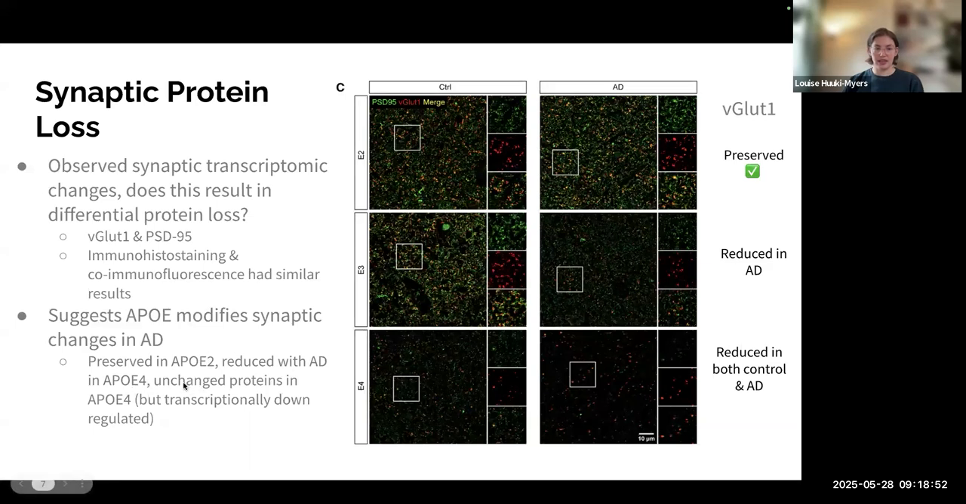ApoE4, but wait, reduced with ApoE3, that's the typo there, unchanged proteins in ApoE4, but it's transcriptionally downregulated. They saw the reduction in ApoE4 at the transcript level, but the protein is unchanged. So there is probably something else that modulates between the transcription and the protein; there's another complicated change here because we see this mismatch between our RNA and proteins at the E4 level.